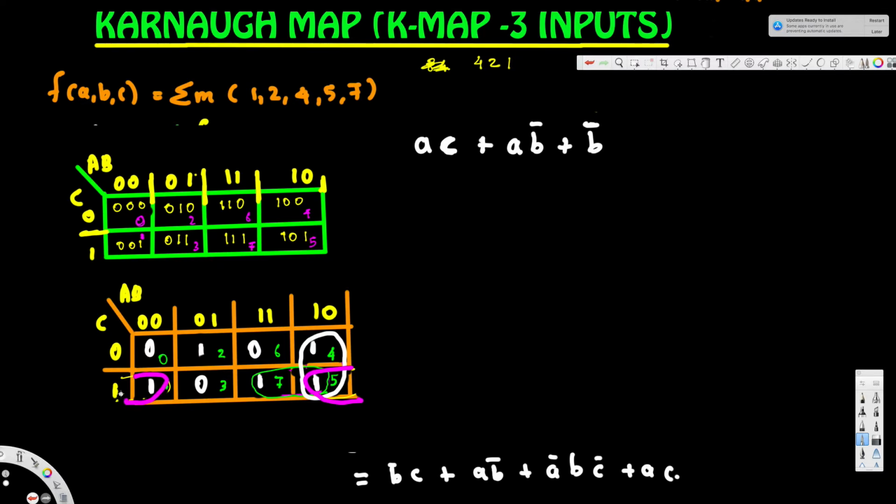Then if you look at C, C is also not changing. C is 1 right here, and here also C is 1 because this side is 1. So this is not changing. So we just have to put C right here. And C is already 1. We don't have to put a complement.